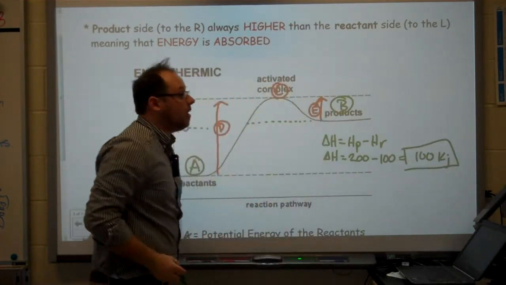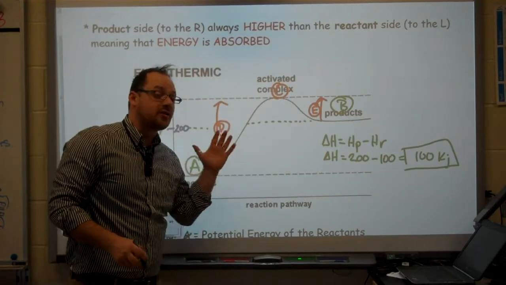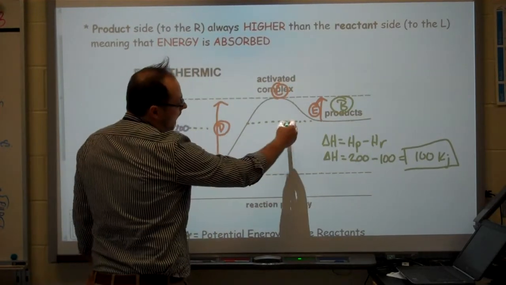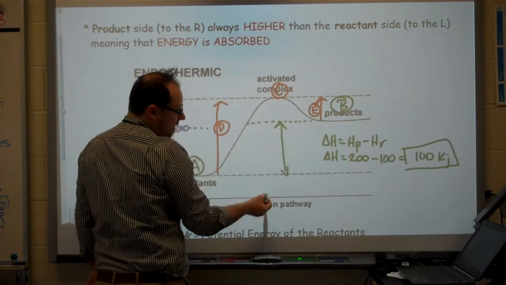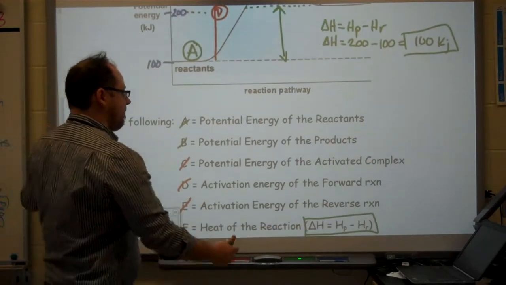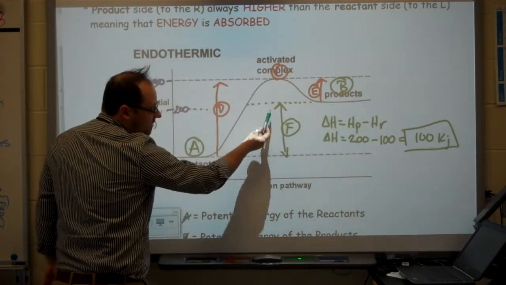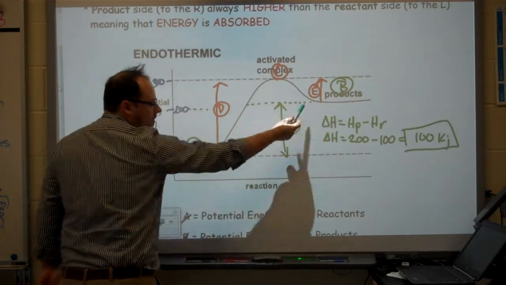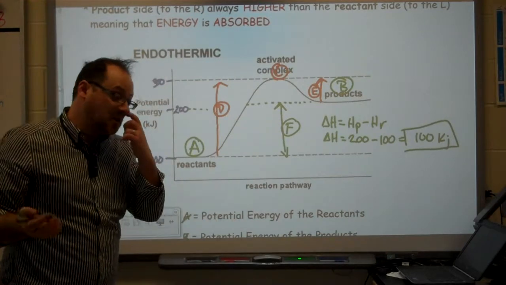It's a positive number, and endothermic reactions should have a positive delta H. I really just determined the distance between this value and that value. So we've got to label that F, heat of the reaction. The heat of the reaction is always the difference between the two flattest portions of the graph, and it is represented by this equation, easily calculatable.